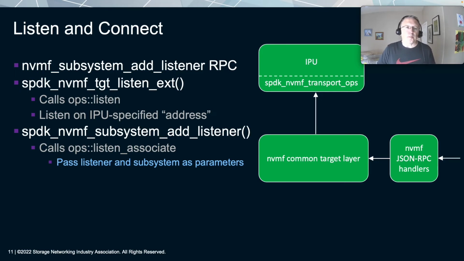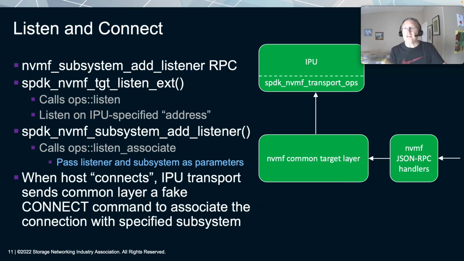But once that listener is there, the IPU is going to get a connection. And the IPU has to know, because it's not going to get a connect command from the host, which subsystem this is going to be associated with. And so what we actually do is we have a new call called listen associate, which tells the IPU, when you get a connection, I want you to connect to this subsystem using a fake connect command. And this is how we handle this in SPDK.